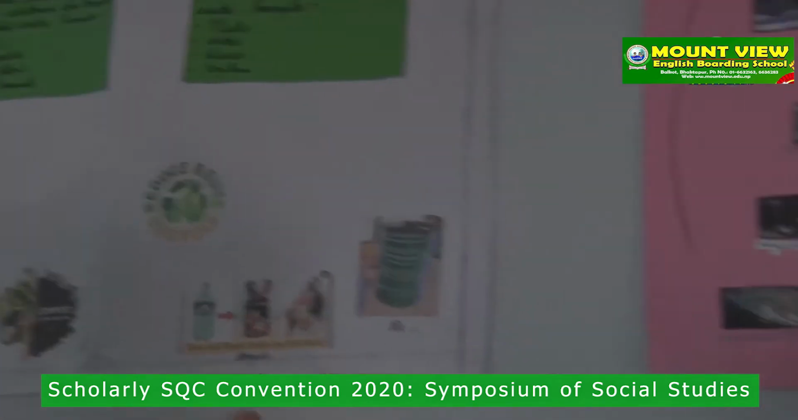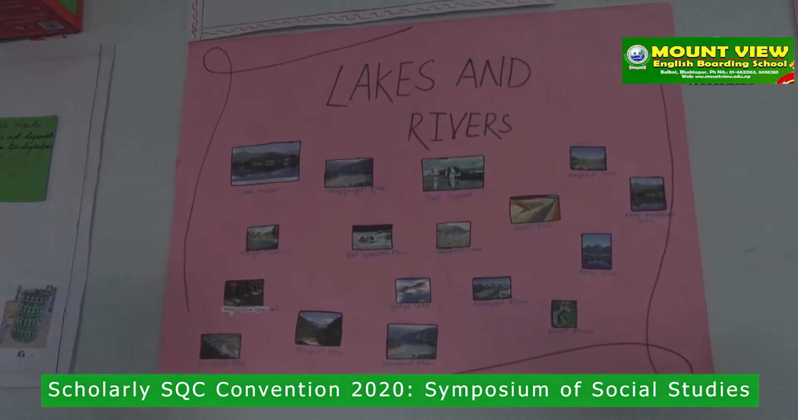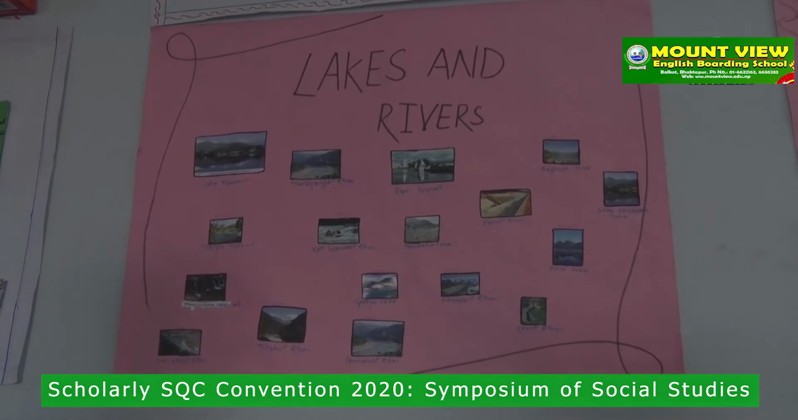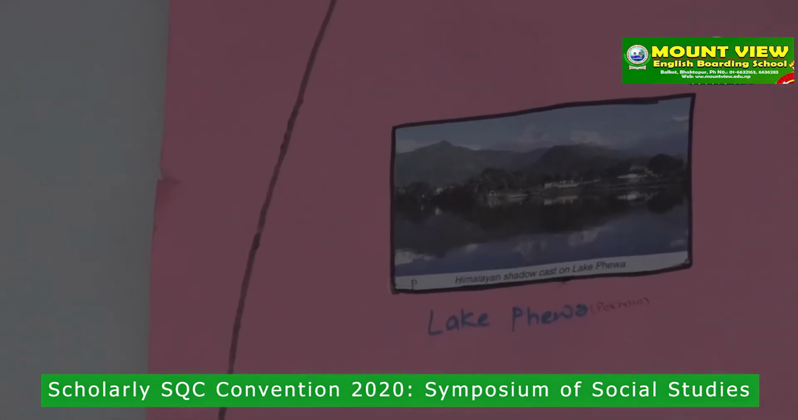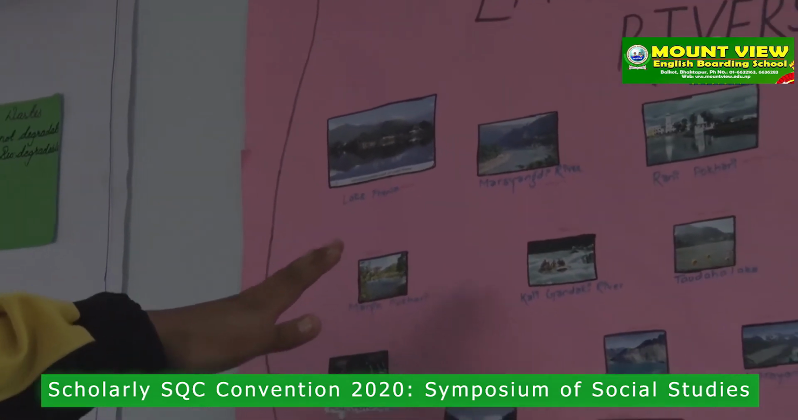Moving on to the lakes and rivers of Nepal. As we know, Nepal is very rich in natural resources. There are various kinds of lakes and rivers in Nepal. Some of them are Phewa Lake, which is situated in Pokhara and has helped a lot in the tourism industry. Marsyangdi River, which is situated in Lamjung.